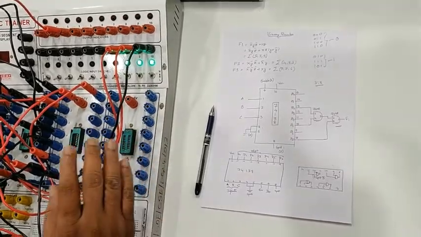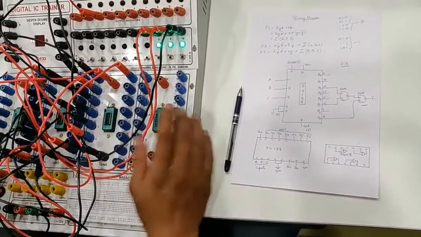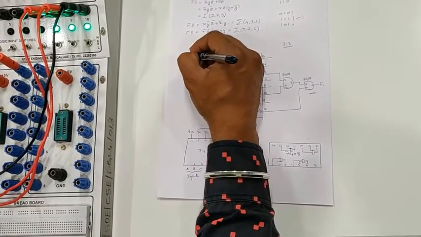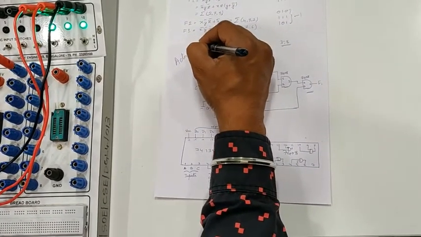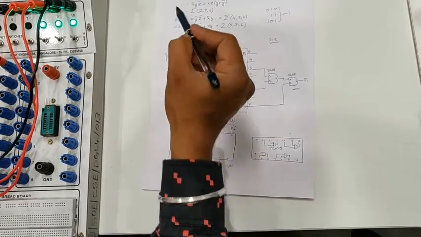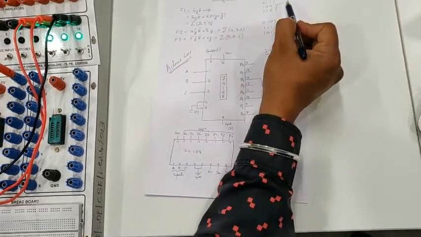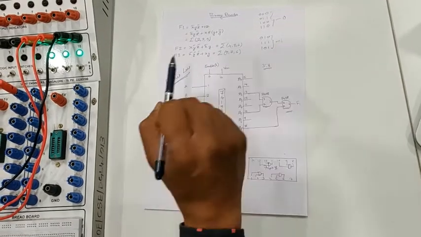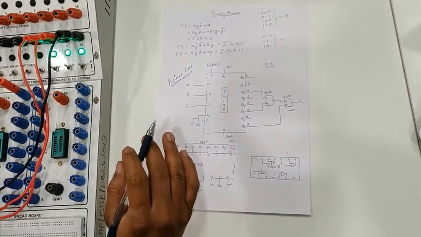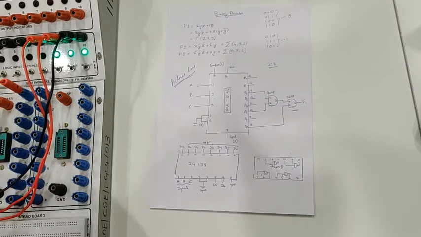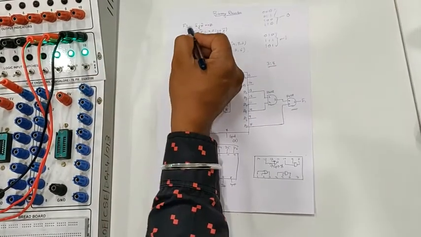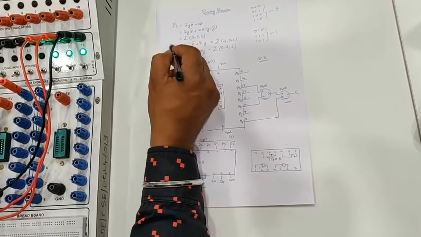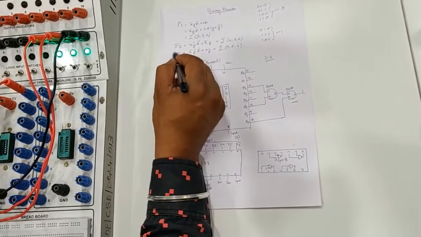Why? Because this decoder has active low outputs. Active low means the opposite, that is negative logic. So wherever you should get 0, you are getting 1, and wherever you should get 1, we are getting 0, because of the active low outputs. That means it is the negation. Hence this equation is not F1, it is F1 dash. Again, it's not F2, it is F2 dash. And it's not F3, it is F3 dash.